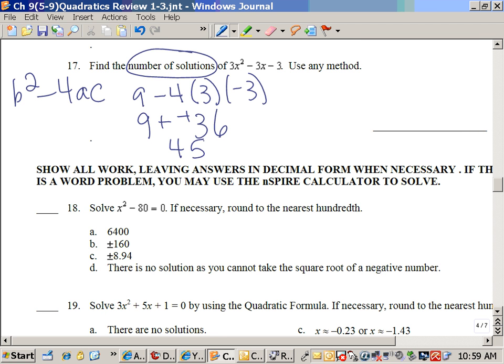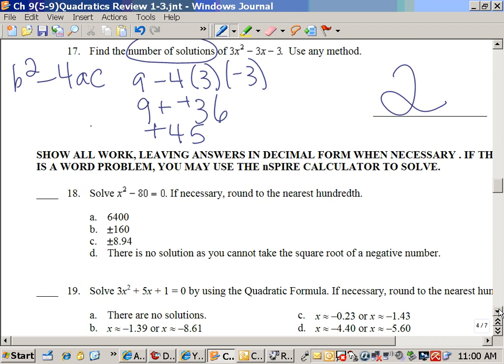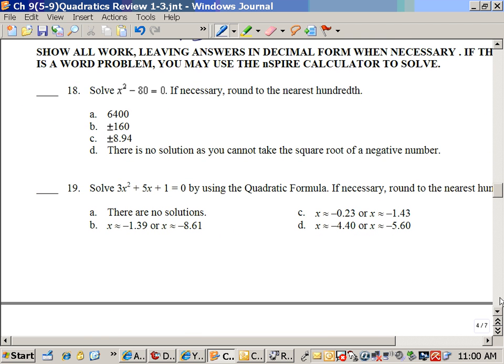What is the discriminant? 45. So how many solutions should I get? 2. If it's positive, you get 2 solutions. If it's negative 45, no solutions. If the 45 was a 0, you get 1. Okay, now, you have to get to 19. You have to find the solutions, show work, or you don't get credit.